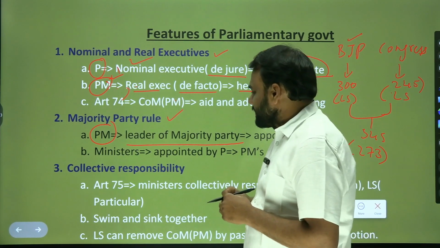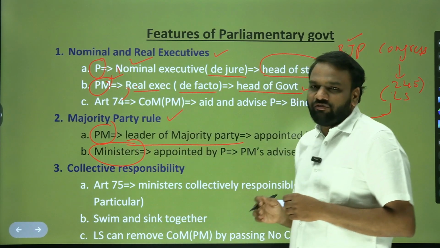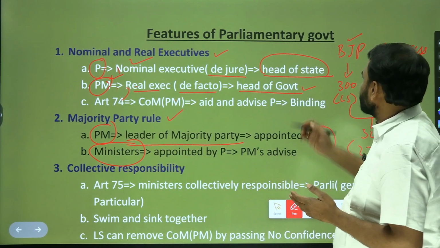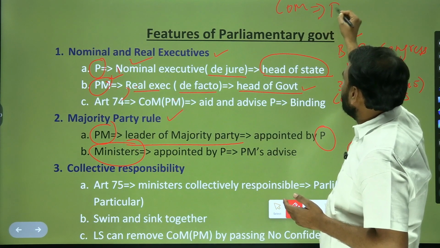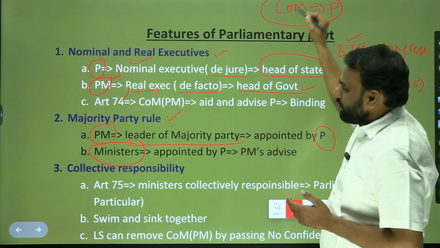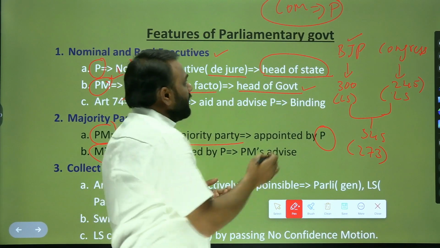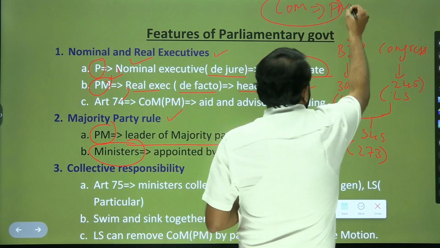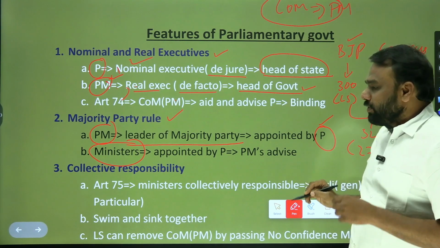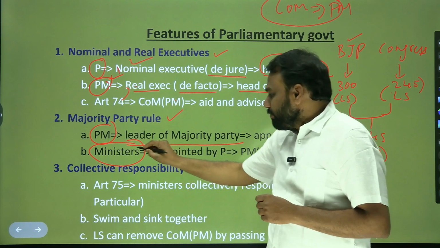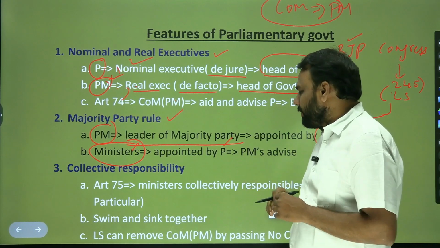Next, ministers. When we look at the central government, we have the Council of Ministers headed by the Prime Minister. The Council of Ministers consists of somewhere around 50 to 60 ministers and they are headed by the Prime Minister. The Prime Minister is appointed by the President. Who appoints the ministers? Ministers are also appointed by the President.